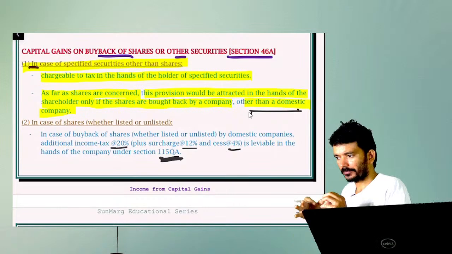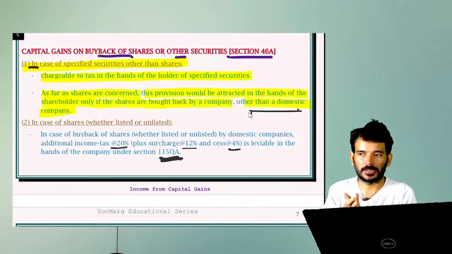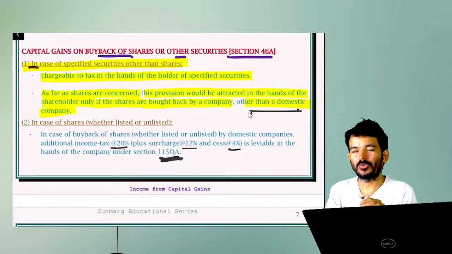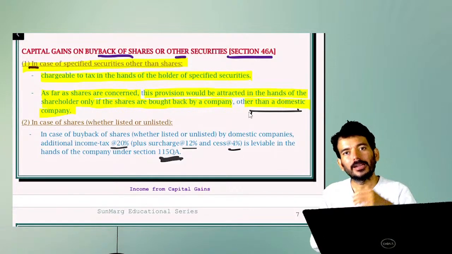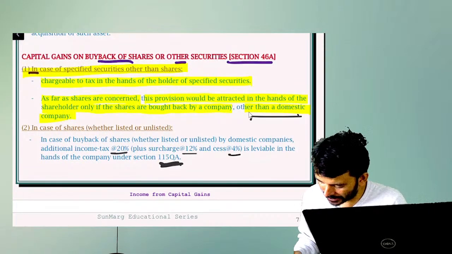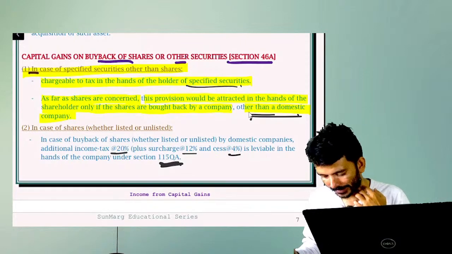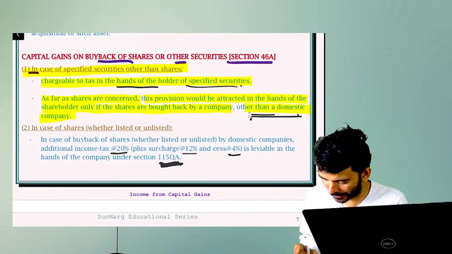If I'm not a domestic company, which means that I am a non-resident or foreign company, why would you ask the company to pay? Let the shareholder only pay. That is the reason why. If it is other than this, only the specified securities, the shareholder will be paying it. It will be taxable in the hands of the holder.